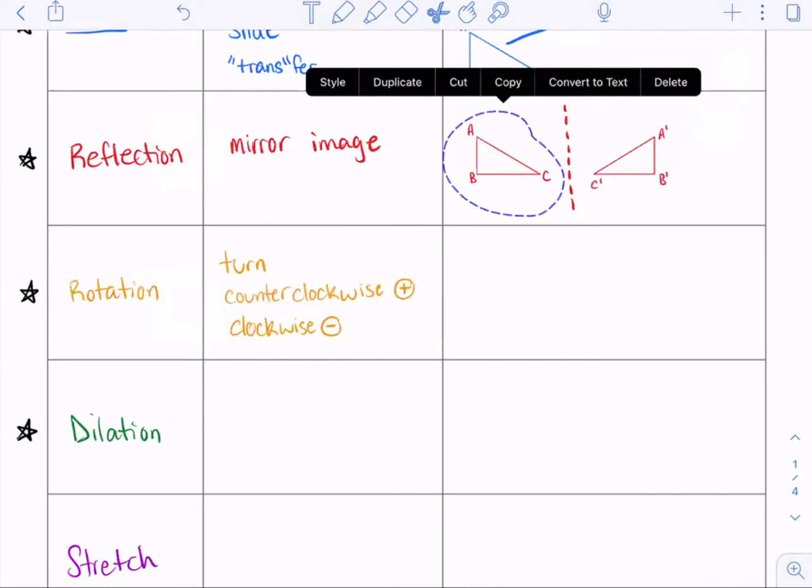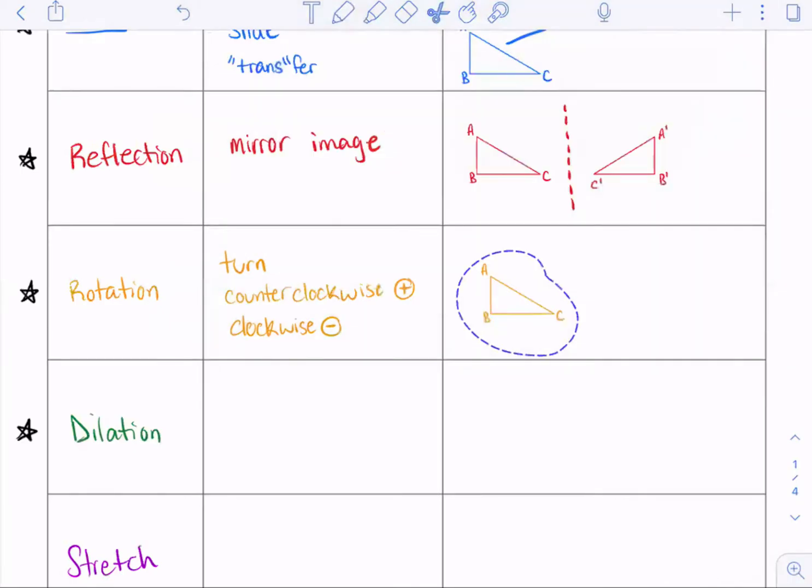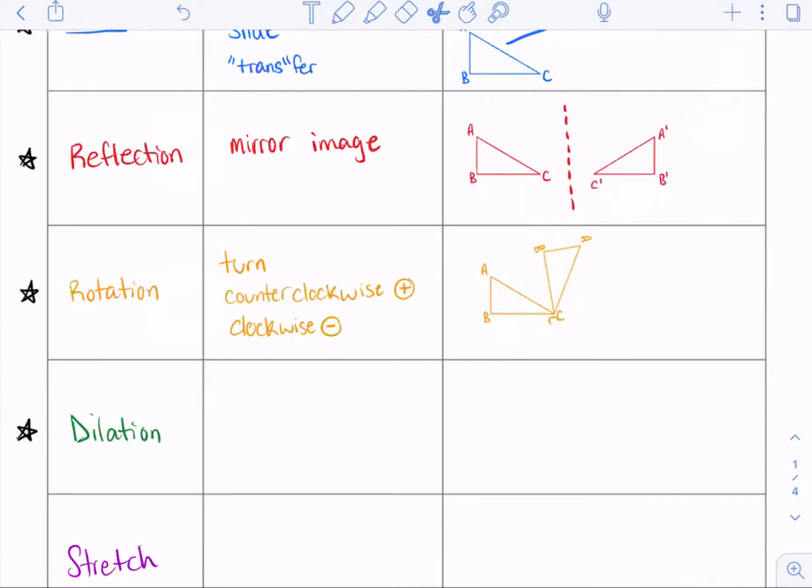So again, I like to start with this same initial triangle, and then let's just say I turned it like this. It's not perfect, but there's a turn. So let me fix this. So here it's C, but then after it's turned, it's C prime, B prime, and A prime. So there's your turn. So notice the difference. For a reflection, it's more like a flip, where you flip it over, and for a rotation, it's a turn.